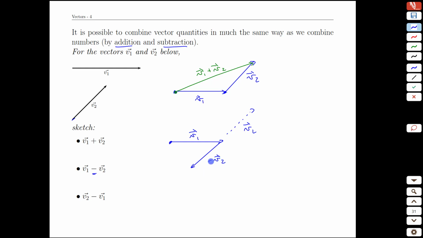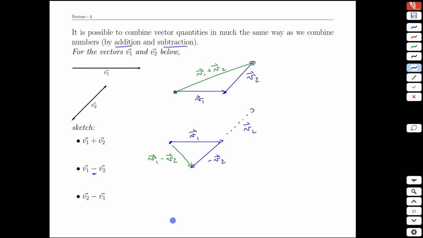And so we'd often write this as negative v2, or we can think of it as subtracting away or removing, going in the opposite direction of v2. When we combine those head to tail, v1 minus v2 here is the green vector. That's the result. Note that the order matters.